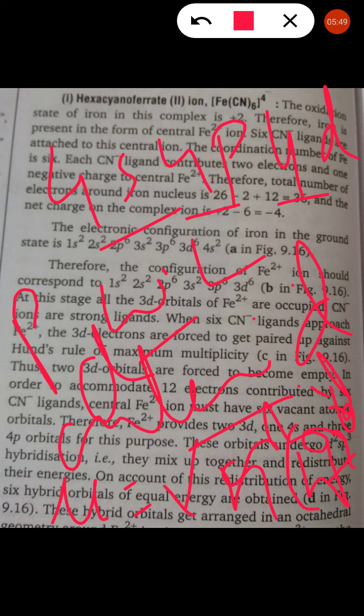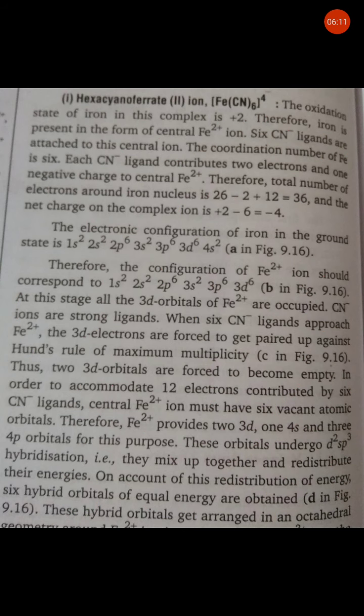So this is the geometry and structure while drawing. Because there are 6 ligands, its structure is octahedral. This is the geometry we discuss. Now after that we will discuss the next example of another compound.